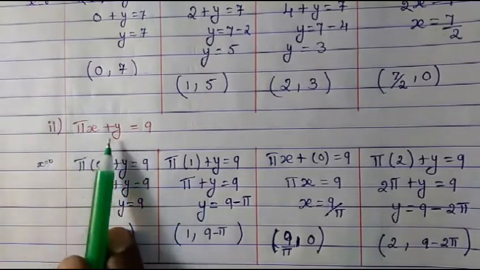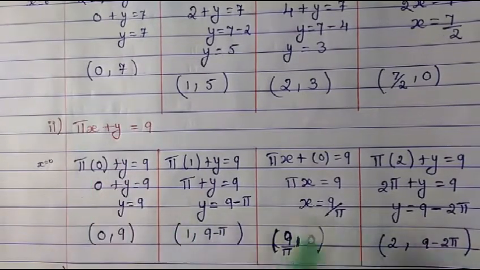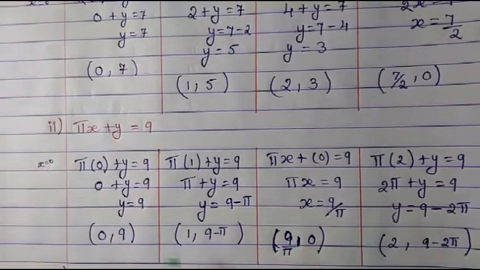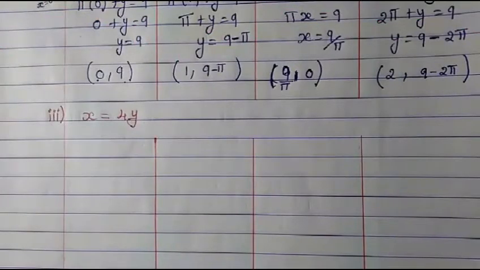You can give any value, you can give a value for y, or you can give a value for x. Anything is okay. But when you write the solution, first you have to write the value of x, then the value of y. So now let's see the third equation.